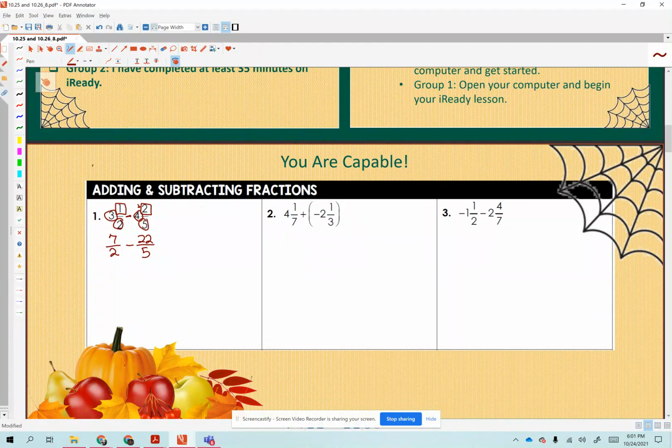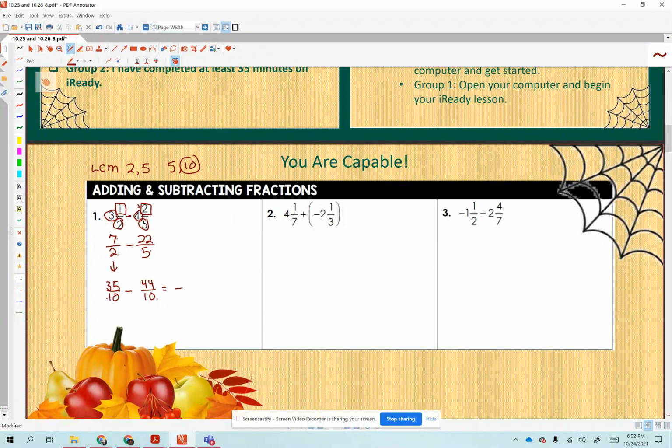So we need a least common multiple of 2 and 5. And if I look at the multiples of 5, I have 5, 10, and 10 is also a multiple of 2. So let's work with 10. So we have 7 over 2. We want to convert that to tenths. I know that 2 times 5 is 10, so therefore I will multiply 7 times 5 to get 35. And when I convert this 22 over 5 to tenths, I know that 5 times 2 is 10, so I will multiply 22 by 2 to get 44.